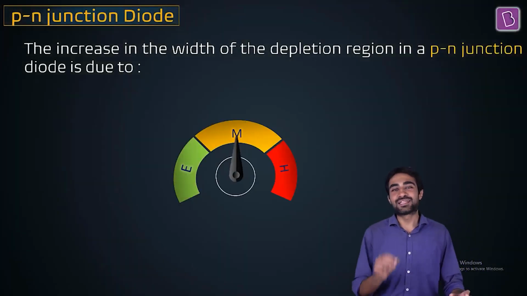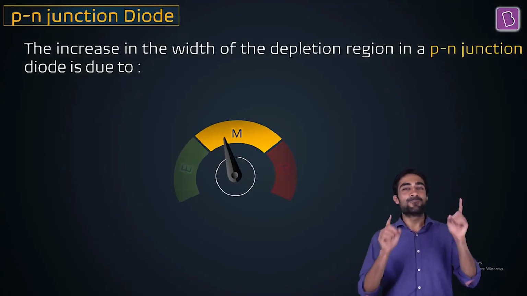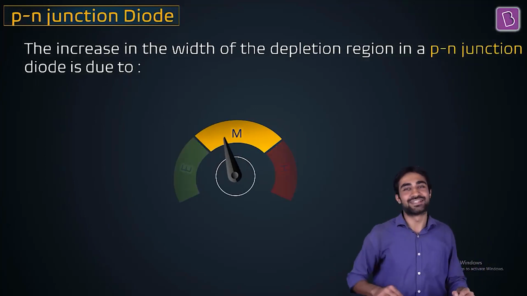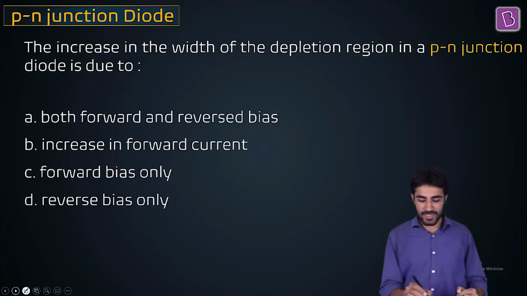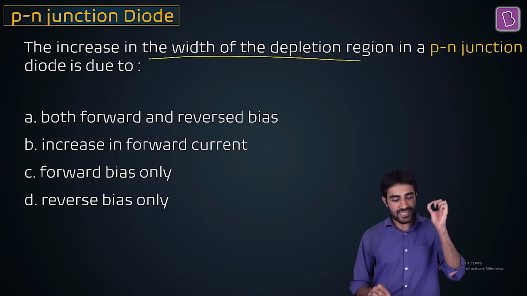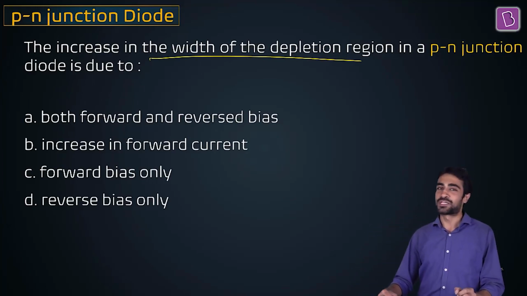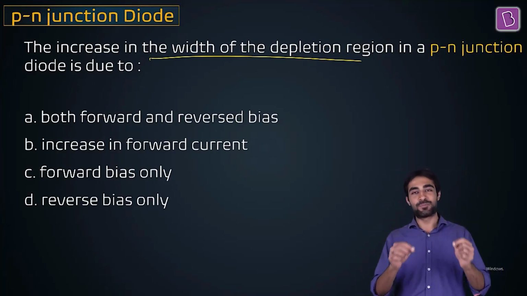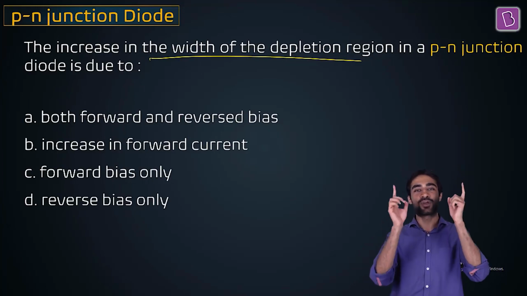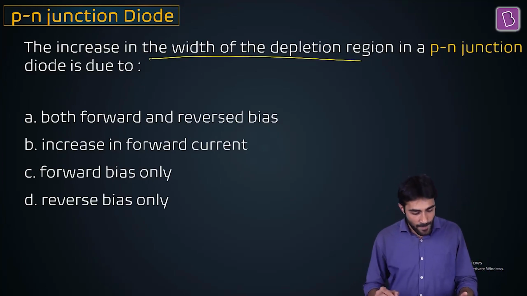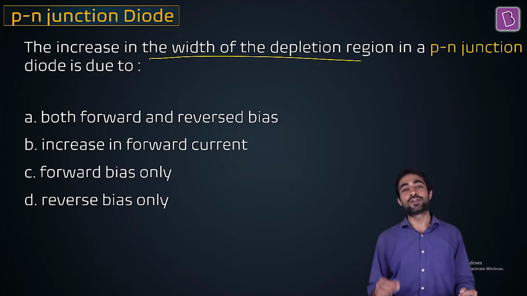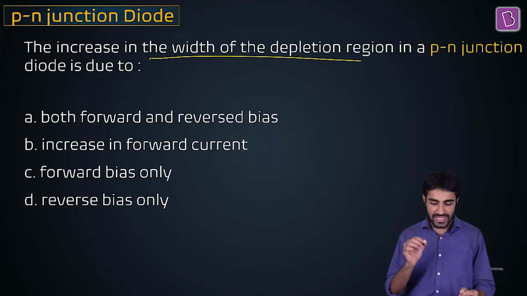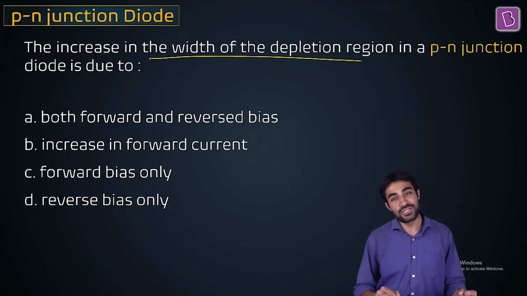Let's have a look at this wonderful question based on P-N junction. The question says that the increase in width of the depletion region in a P-N junction diode is due to. So we want to increase the width of the depletion region. How to increase it? Option A, both forward and reverse bias can do that. Option B, increase in forward current. Option C, forward bias only. And option D, reverse bias only can increase the width of the depletion region.